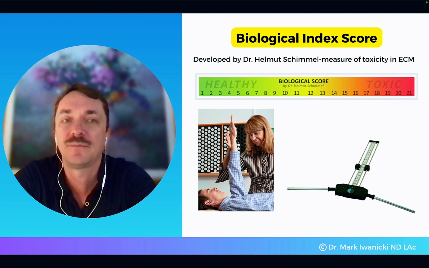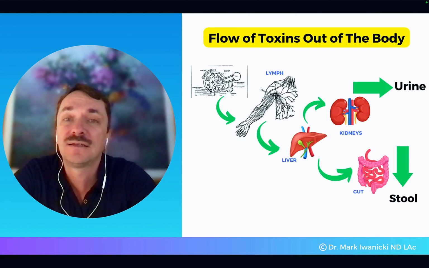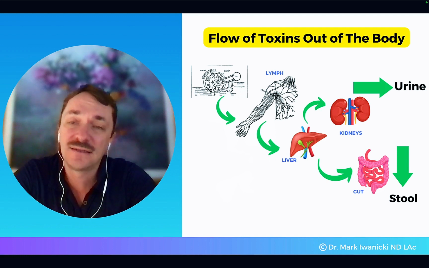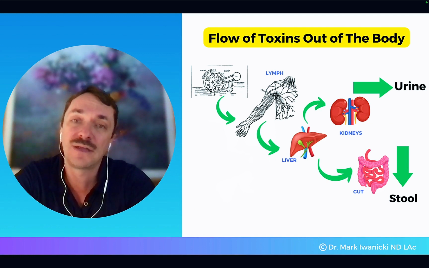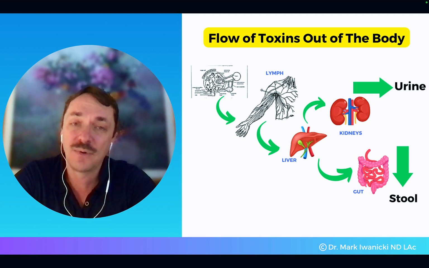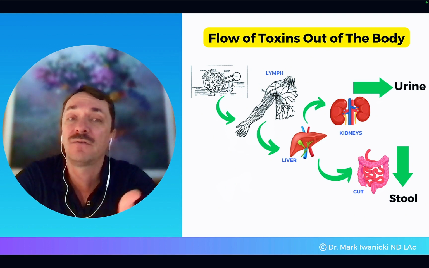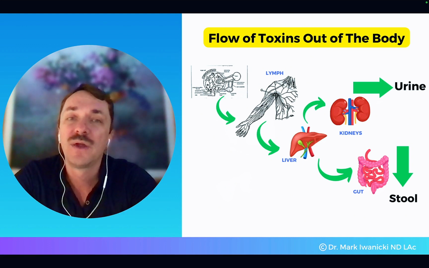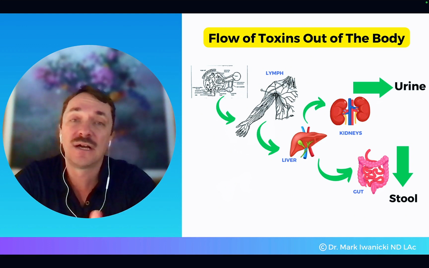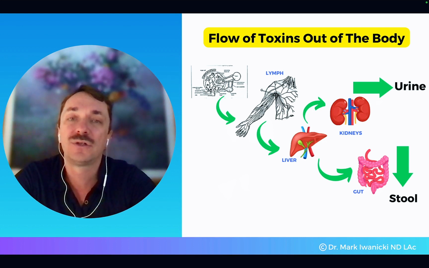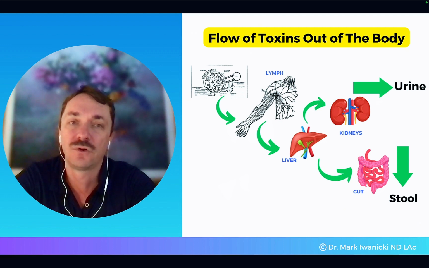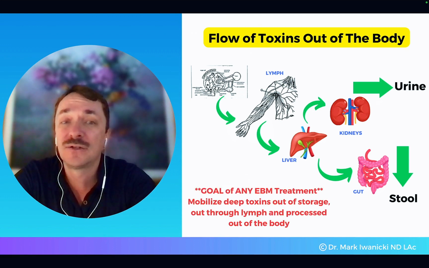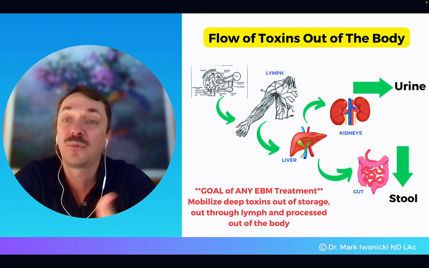So how the body processes the flow of toxins out is the lymphatic system, which touches the extracellular matrix space and is able to pull toxins out of that space to lower the toxic burden. And then the lymphatic system deposits within the liver and kidneys for processing out of the body as urine and stool. So this is the normal flow of endogenous and exogenous toxins out of the body. So we want to support this normal flow in order to get a global lowering of overall toxic load. The goal of any European biological medicine treatment is to mobilize deep toxins out of storage through the lymphatic system and get them processed out of the body.